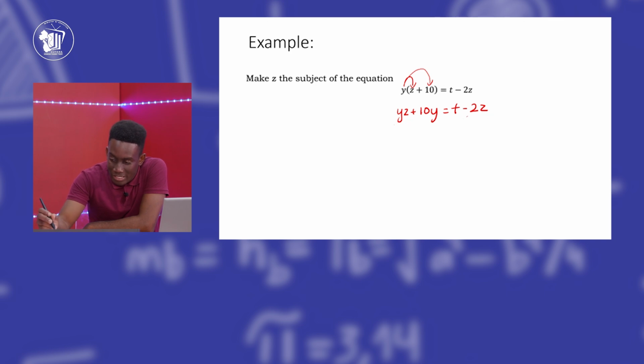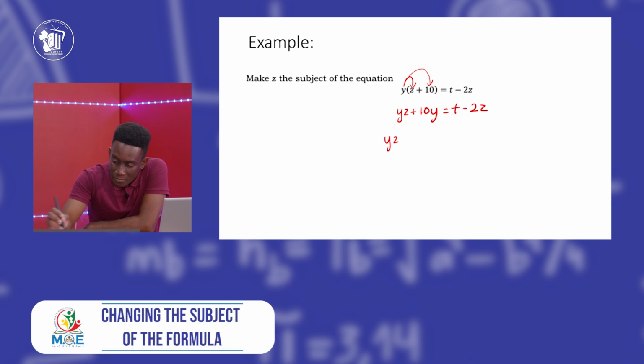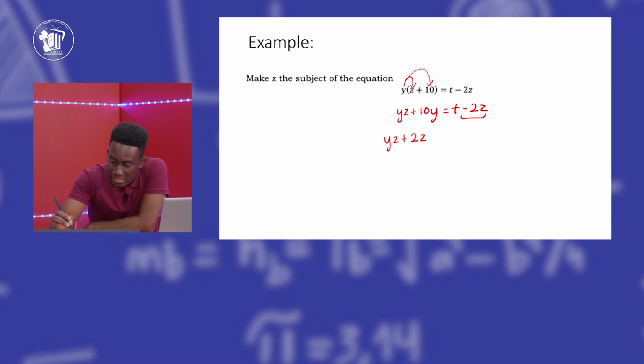So we have a z here, we have a z here. Of course, they are not alike, but they both have z's together. So what we will do, we will bring all of the terms with z on one side of the equation. So we'll bring over this, and I'll put it with this term here. So I'll have yz. So this is subtracted. When I take it over, it will add plus 2z, and that is equal to t. And I take over this 10y now. This will become minus 10y.